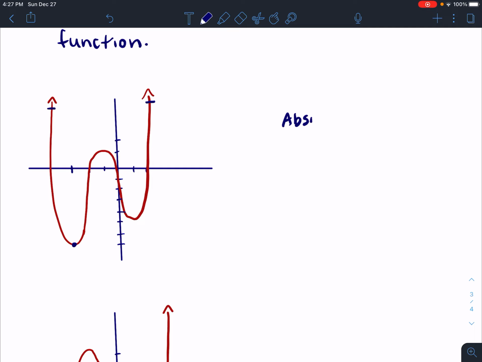So the absolute minimum would be negative 7 when x is equal to negative 3.